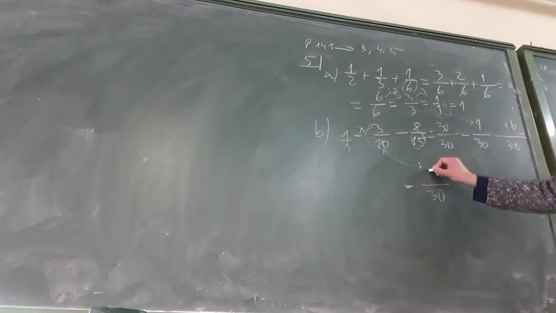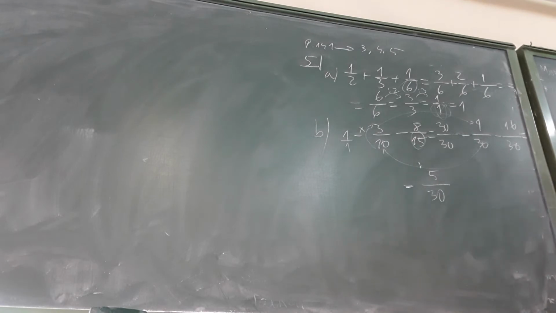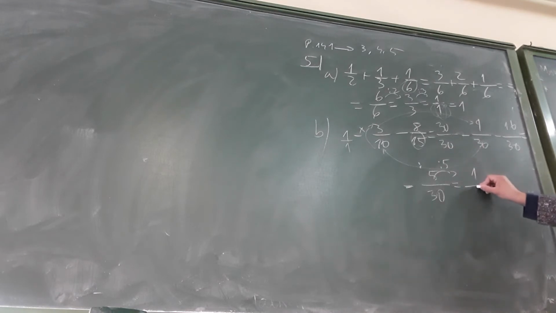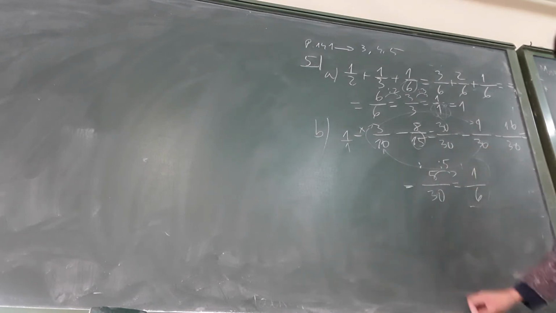5. Can we simplify the result? No. 5 and 30. Don't they have common divisors? 5 and 30 can be divided by 5, Maria. Numbers ending in 0 and 5. If you divide by 5, 1/6. Right? This is the result.